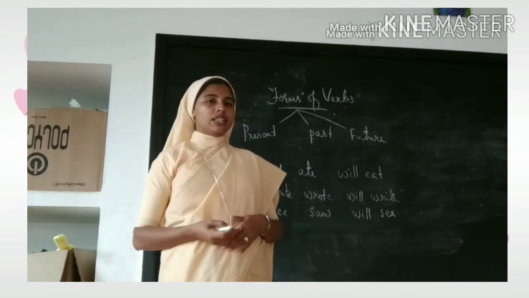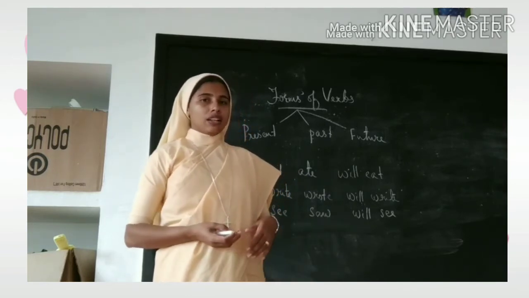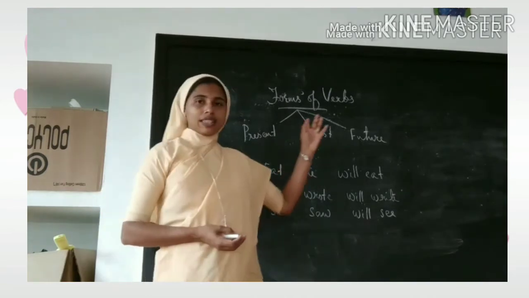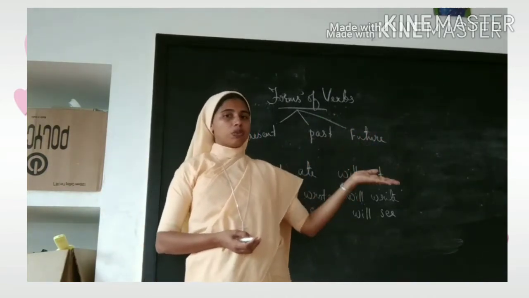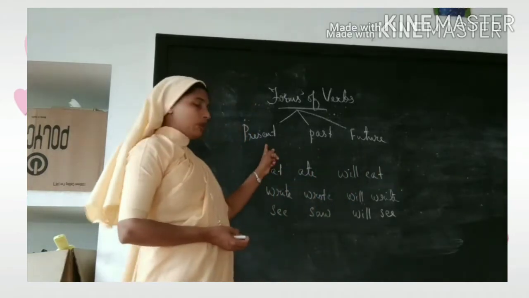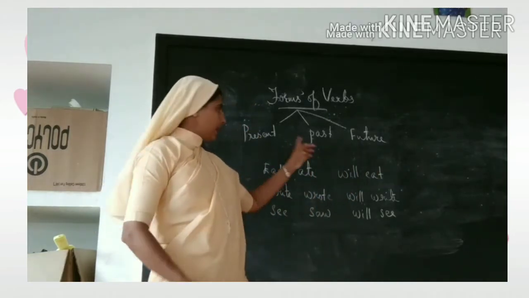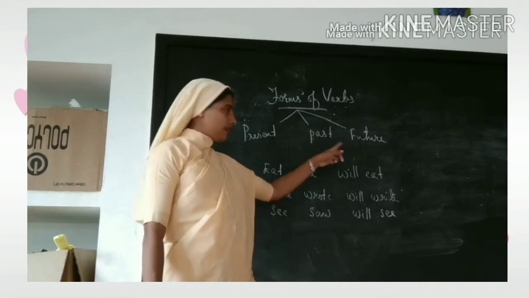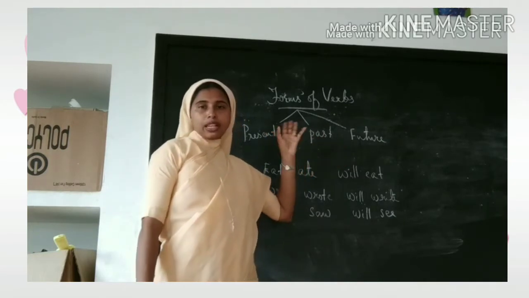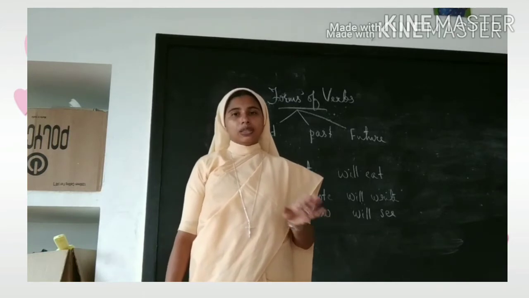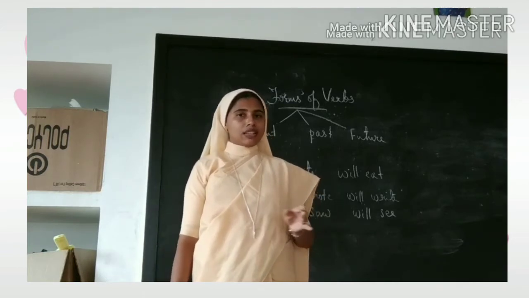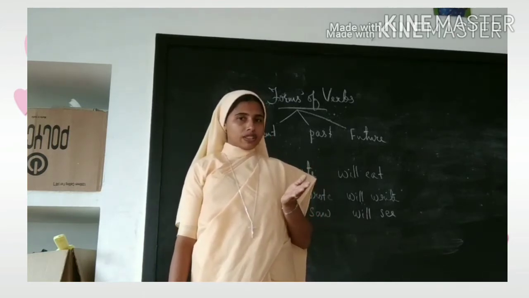We have studied some types of verbs, and today first we will see the forms of verbs. Verbs will be used in three forms. That means that will be used in present form, and also it refers to past and future. That means depending on the action or the time of the action, the verbs are divided into three types, according to the time.